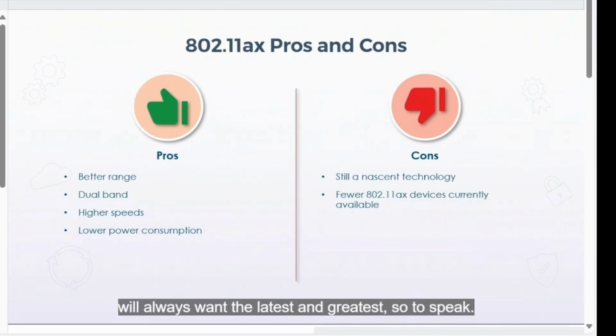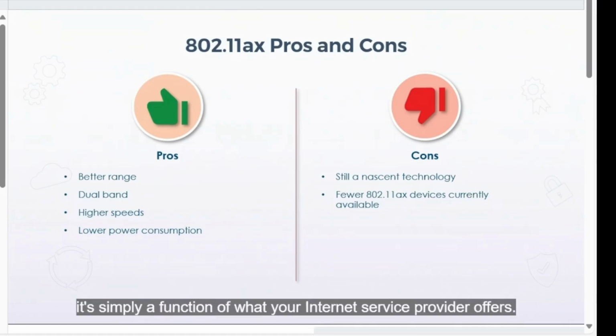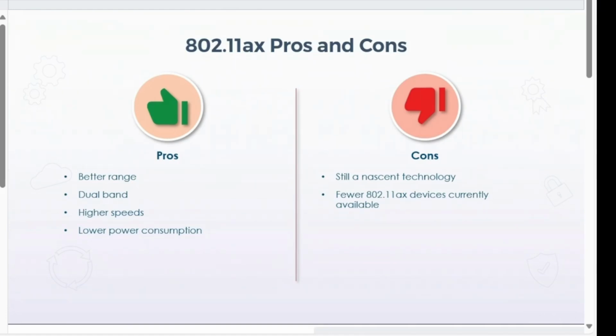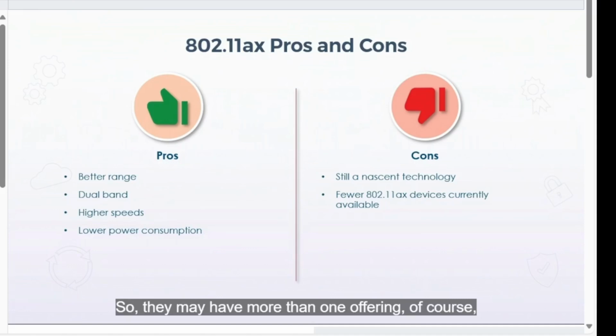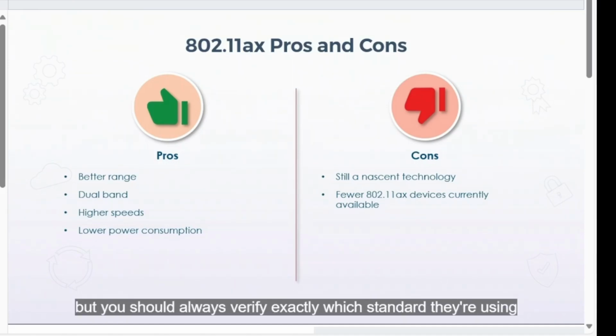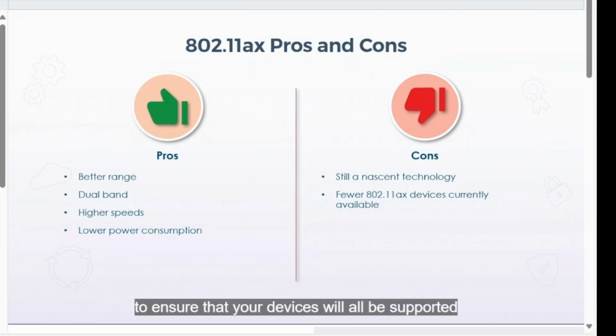Ultimately, when it comes down to all of these standards, most environments, and of course most home users, will always want the latest and greatest, so to speak. But I should also mention that at least for home users, in many cases these days it's simply a function of what your internet service provider offers. So they may have more than one offering, of course, but you should always verify exactly which standard they're using at any given time to ensure that your devices will all be supported at the best possible service level.